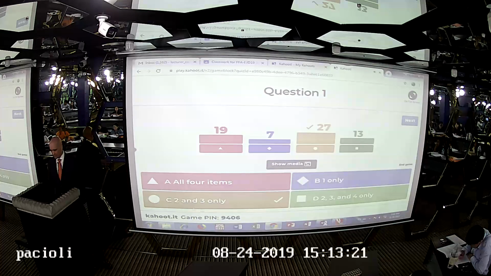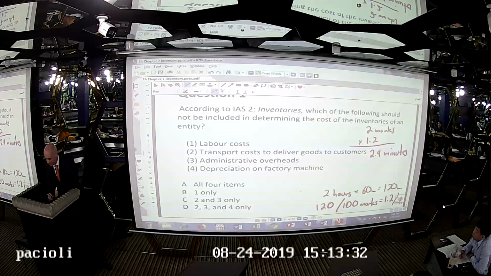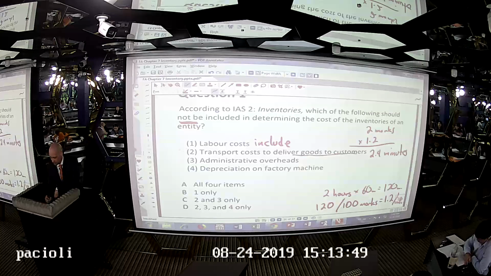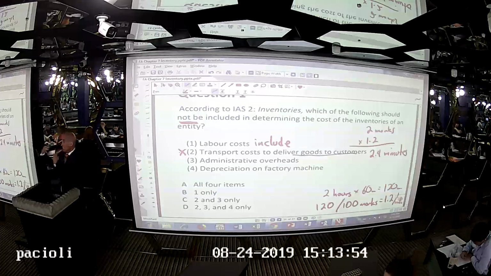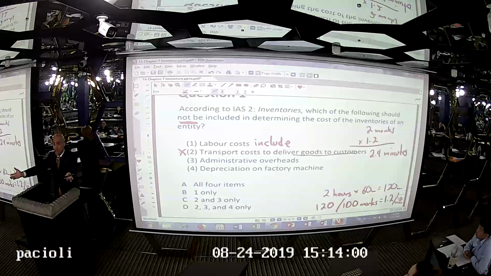Okay, the answer is C, 2 and 3 only. Okay, so what are we at? The question is, what should not be included? So labor cost, include, right? Transport cost to deliver goods to customer, not included. Now, cost to transport inventory in, we add. But cost to transport the inventory out to the customer, no.